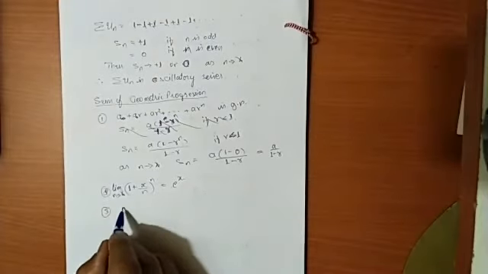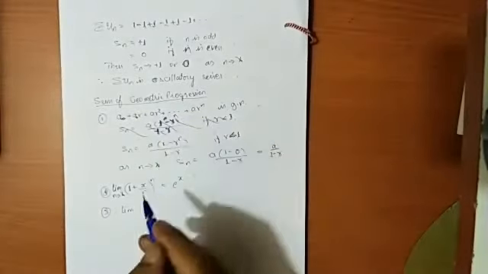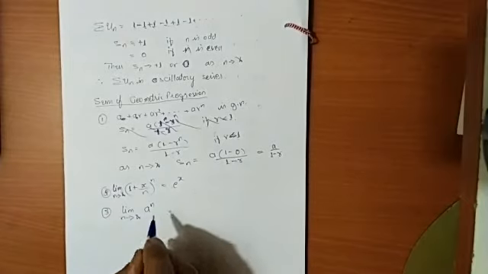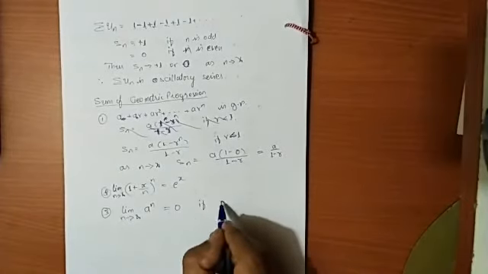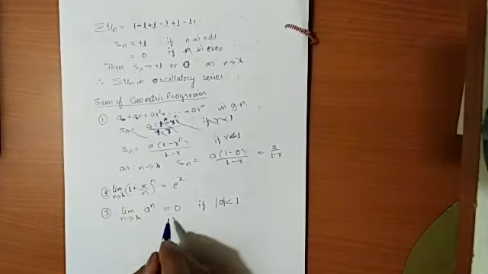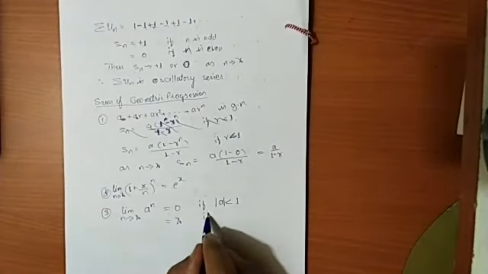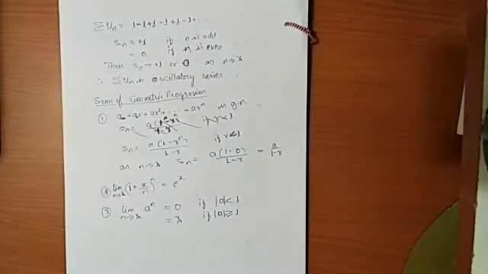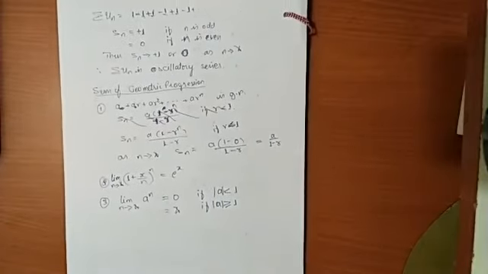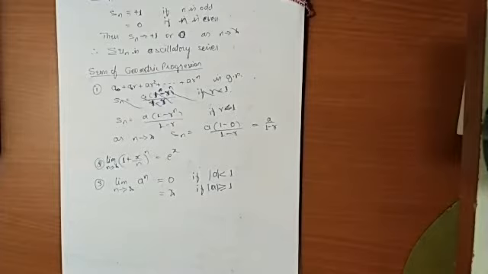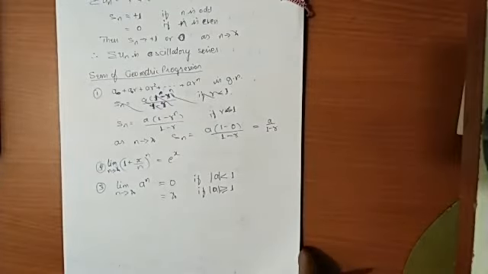The third one is the limit of a raised to n as n tending to infinity, which will be 0 if modulus of a is less than 1, or is equal to infinity if modulus of a is greater than or equal to 1. All these results we are using in finding out the nature of the series.